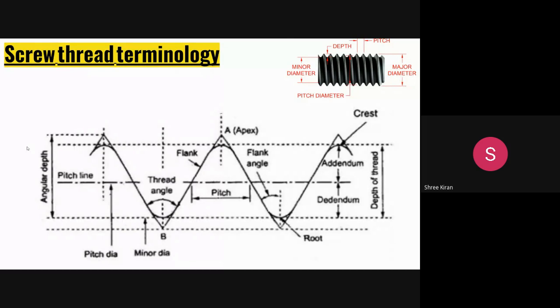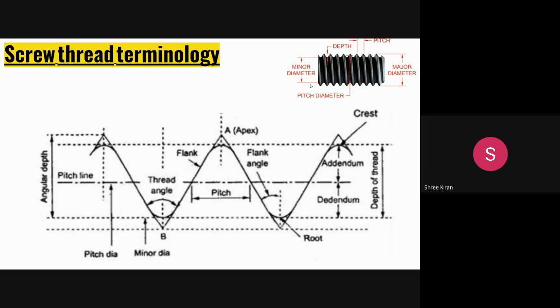Now we will start. First we will see the major diameter, and this is the minor diameter. The major diameter can in some cases also be called the nominal diameter, while the minor diameter or core diameter can also be called the root diameter. So the major diameter can be also called the nominal diameter, and the minor diameter or core diameter can also be named the root diameter. That's what happens with the help of screw thread terminology.